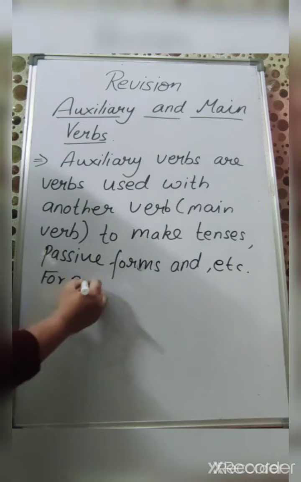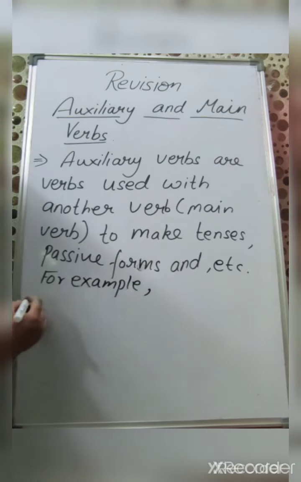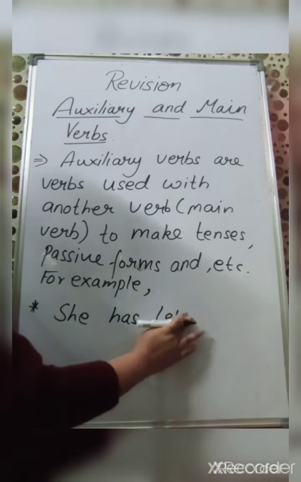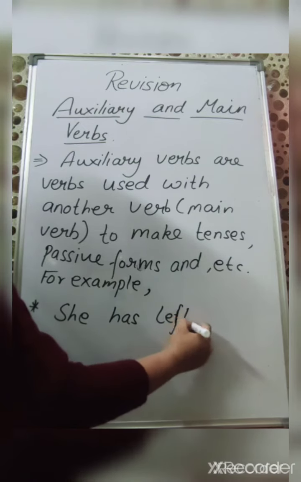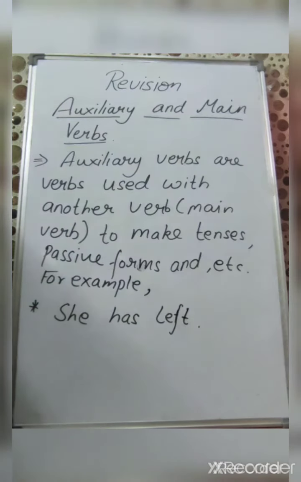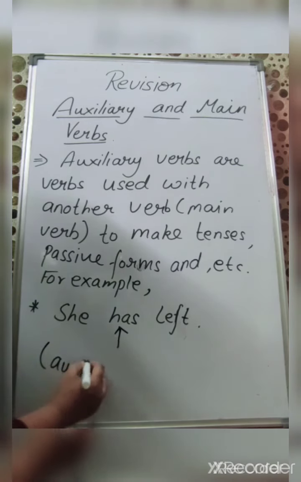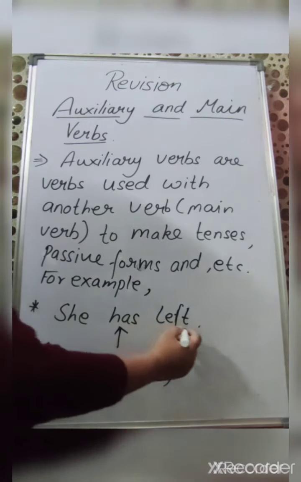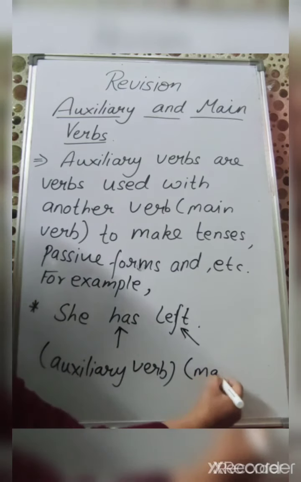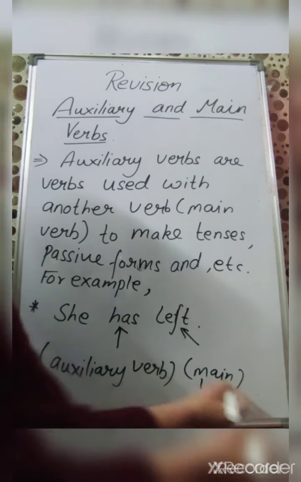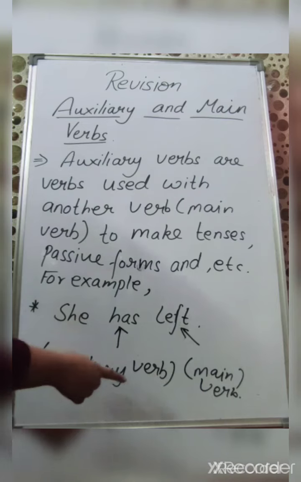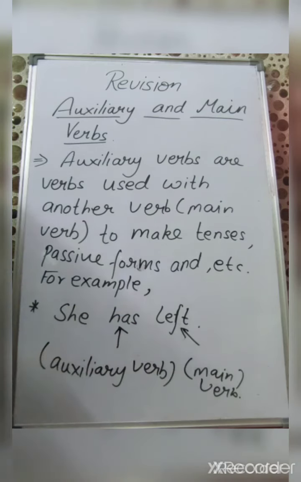For example, she has left. Okay, so here in this sentence, what is has? Has is an auxiliary verb. And what is left? Left is the main verb. I'll repeat again. In this example, she has left. So here, has is an auxiliary verb and left is the main verb.